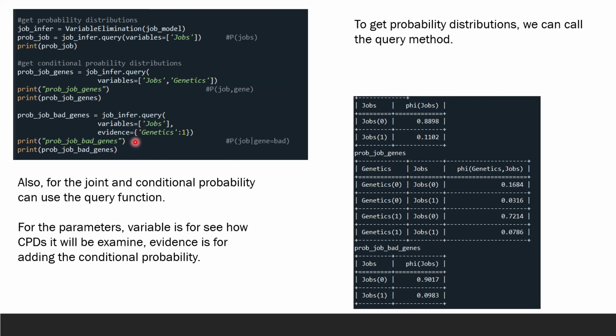And here we assign the evidence for the genetic with a colon and 1, to give the gene to be only the bad gene. So we will find the probability of job when we are given the evidence of gene being bad gene. It just translates from the Python language to human language, and we will print it and get this. The output is the job probability given the gene is equal to bad gene.